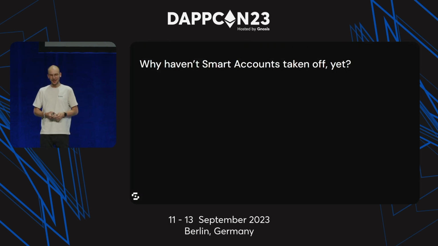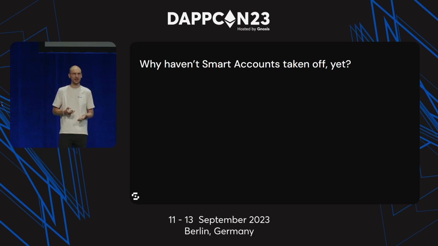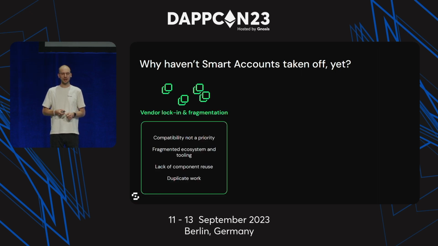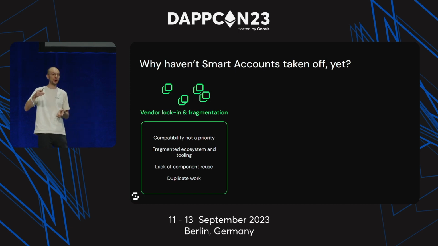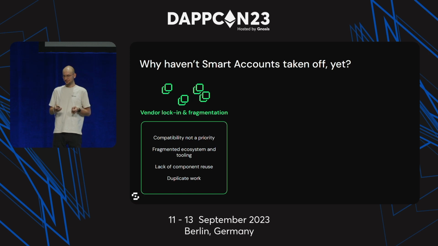Now, is it all that great? What's still missing? Why haven't they really taken off in the greater scheme of things? Because if we look at Ethereum or EVM-based chains, private key-based accounts are still the standard, and smart accounts still have a long way to catch up. There are a number of challenges. One is vendor lock-in and fragmentation. Safe provides a smart account. There are other smart accounts out there. They're usually not compatible because no one made compatibility a priority. That leads to fragmented and incompatible ecosystems and generally a lack of reusability, and hence duplicate work, which is a problem if you actually want to scale, if you want to build on top of the work that others have done before.